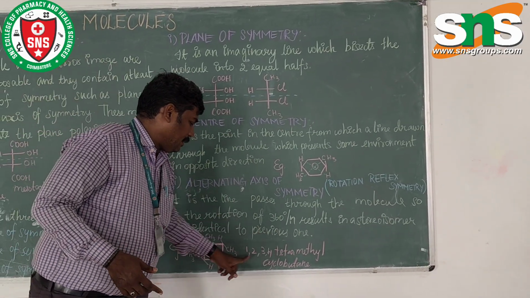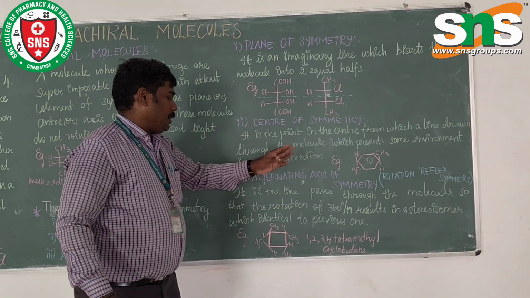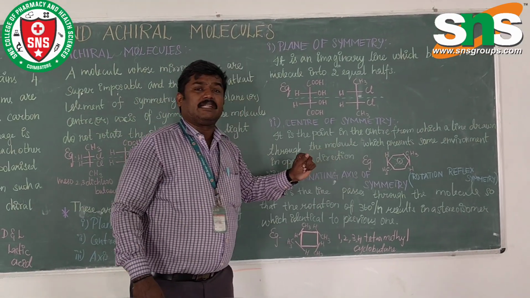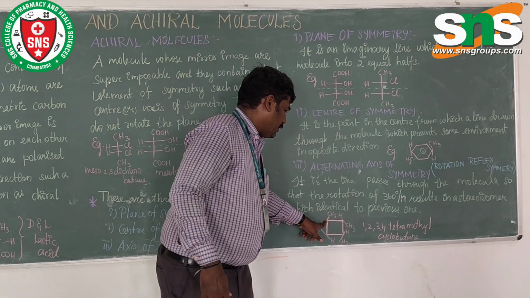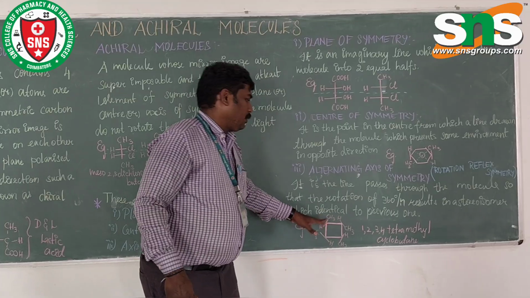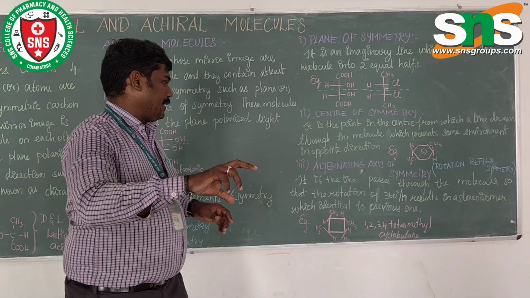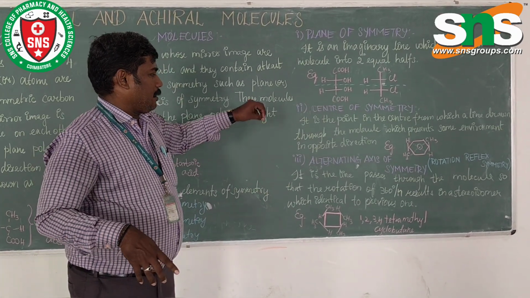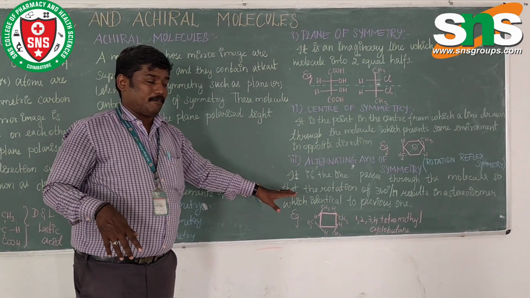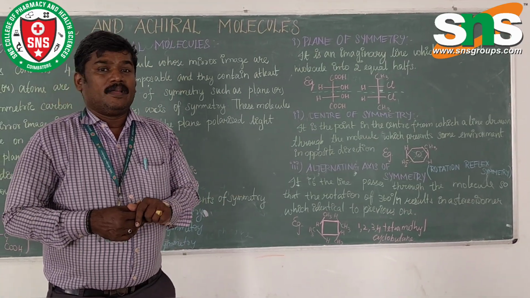You will find here the example for alternating axis of symmetry, which is otherwise known as rotation reflection symmetry. Here the example is 1,2,3,4-tetramethylcyclobutane. If you rotate the molecule one time, it will also give the same environment. So that is known as alternating axis of symmetry.